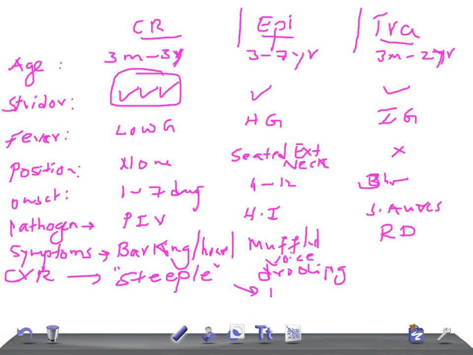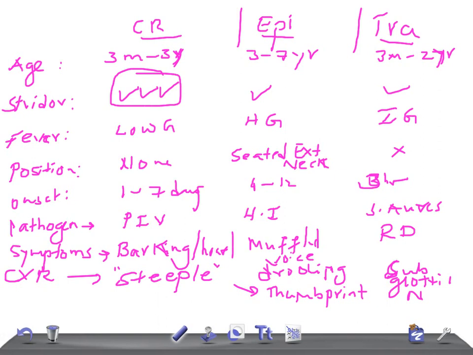Thumbprint, in epiglottitis. Whereas in tracheitis you can see subglottic narrowing. Okay guys, if you want to see how the thumbprint looks like, just google the thumbprint and you will get lots of images and you can remember for a longer time.